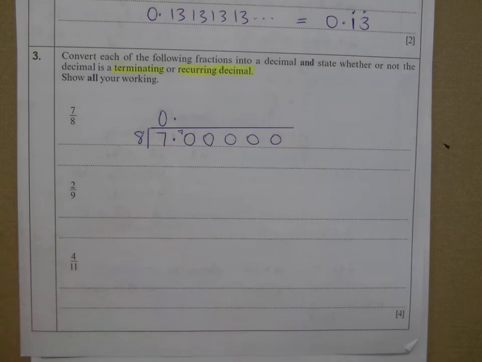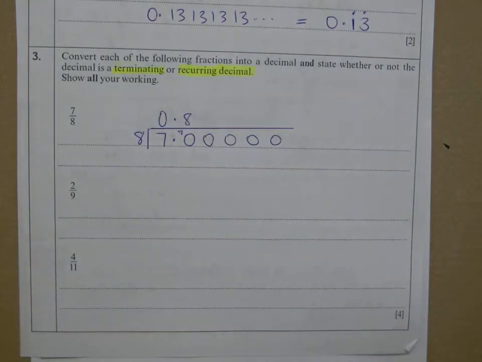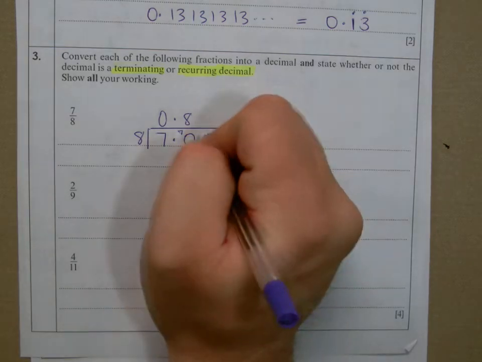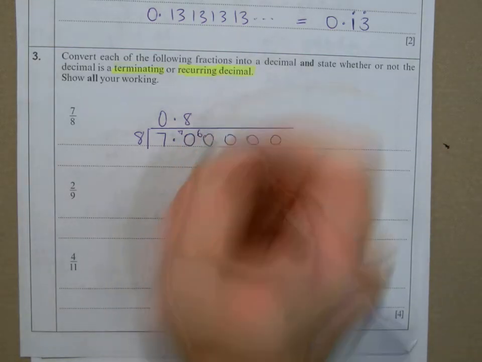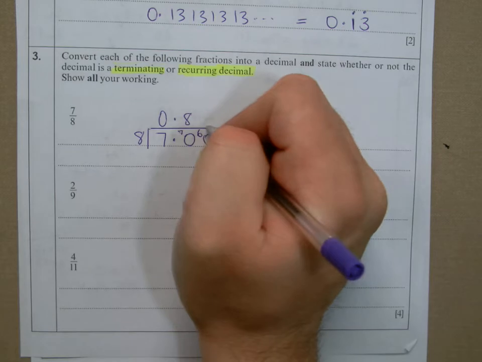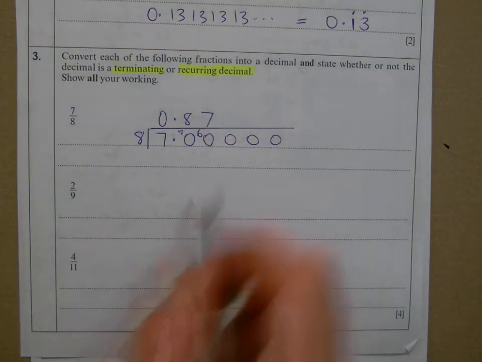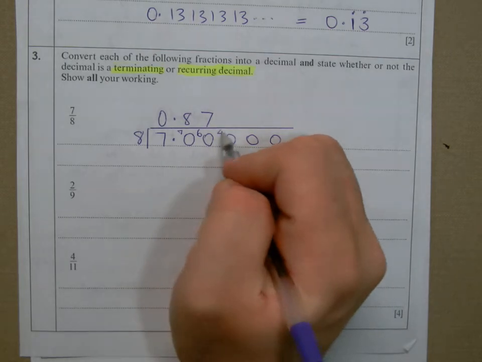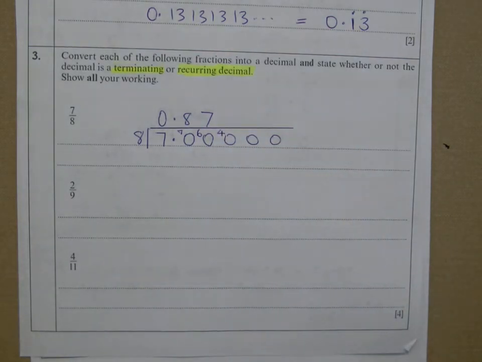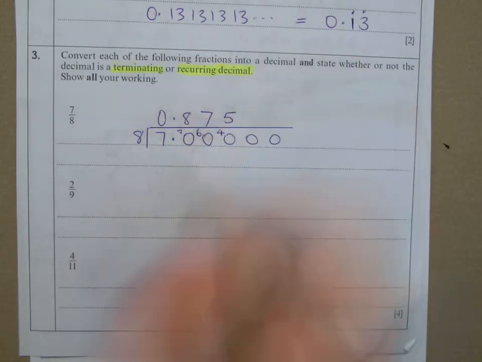8 goes into 70, actually 8 times, yeah? Because we know 8 times 8 is 64. So 64 from 70 is 6 left over. 8 then into 60. Again, 8 times table, 8 goes into 60 7 times, okay? And 7 times 8 is 56, which leaves us with 4. We've got 40 then. And actually, 8 goes into 40 perfectly. 8 goes into 40 5 times, okay? And there's nothing left over.